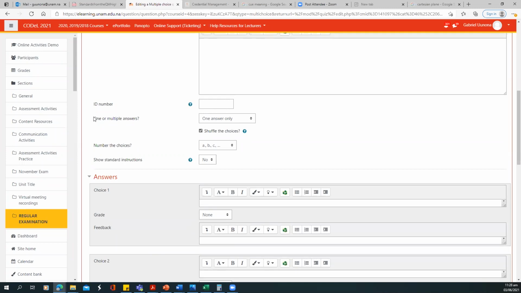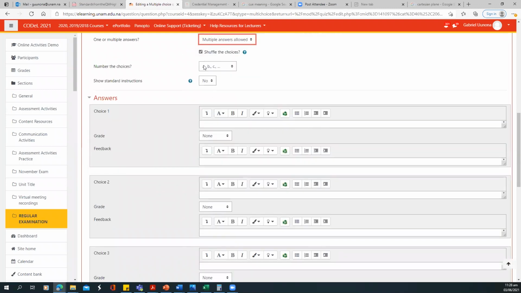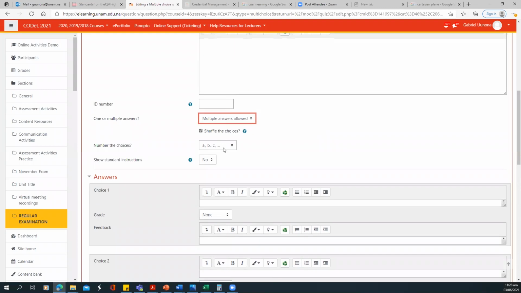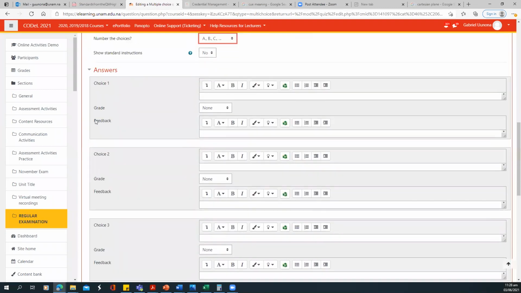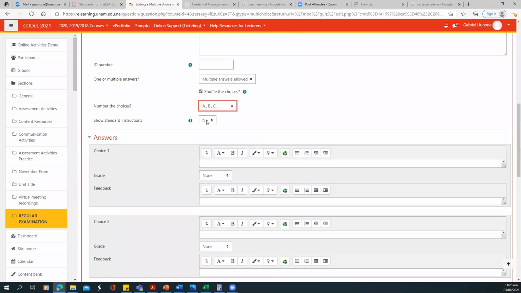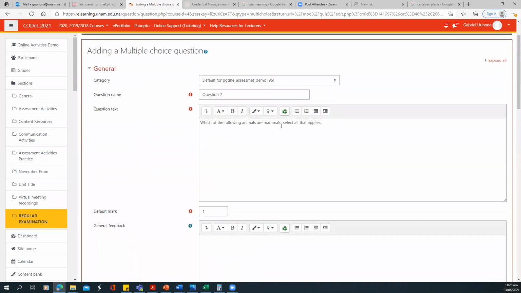Okay. So at this point, one or multiple answers, then you have to select multiple answers allowed. So you allow multiple answers, and you can still shuffle within choices. It's fine. I would strongly recommend this one as counter cheating. And then, standard instruction here, you leave it out. It's not significant. Then let's start with the question. Mammals, right?